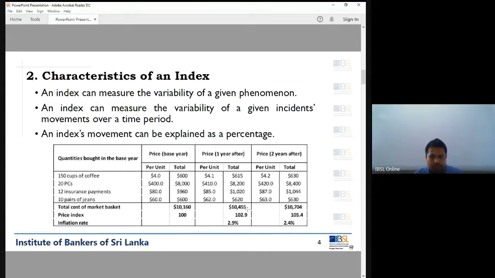It's not the case. Rather, we always come to the base year, look at the base year's value of 10,160, and then look at the current year's value of 10,704. So this will be the comparison when we do the price index point-to-point change. Okay.